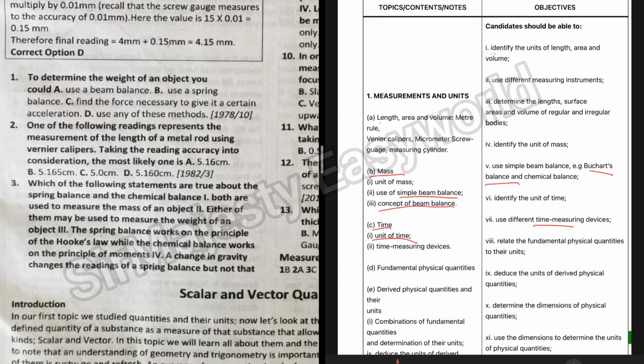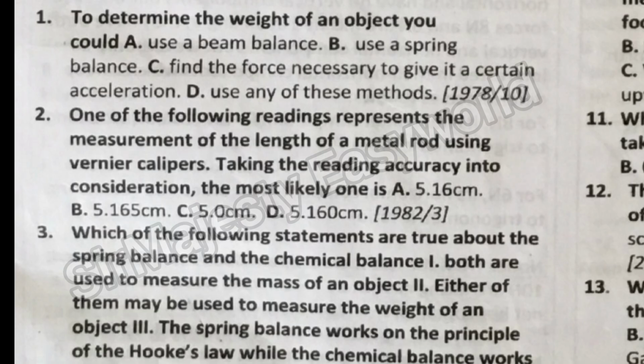So, having that in mind, the question says, using vernier caliper, I want to measure length. Length is always 2 decimal places. So look at the options. Number 1 is 5.16. This is 2 decimal places, so it's possible. 5.165, 3 decimal places. That's off. 5.0, 1 decimal place. That's wrong. 5.160, 3 decimal places. That's wrong. Meaning that the correct answer is 5.16 cm. Okay.